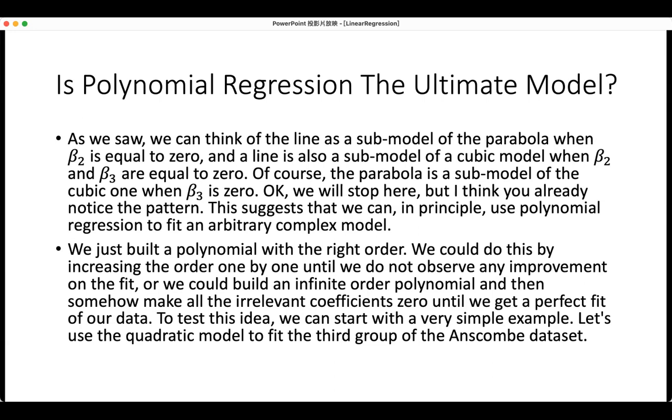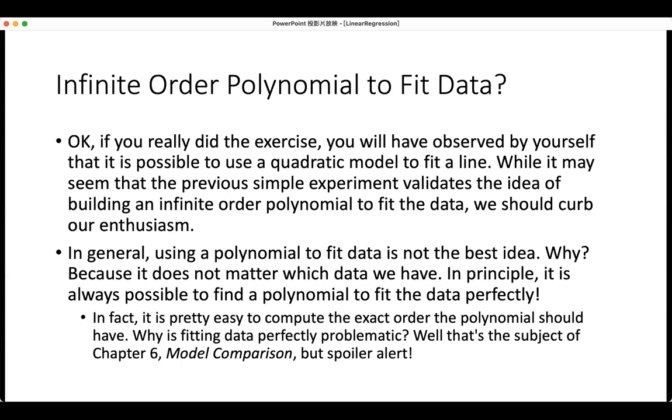We can start with a very simple example. We can use the quadratic model with order 2 to fit the third group of the Anscombe data set, the one with the outlier. Remember, you can use the quadratic model to see if you can fit that. If you try it, you will observe that it is possible to use a quadratic model to fit a line.